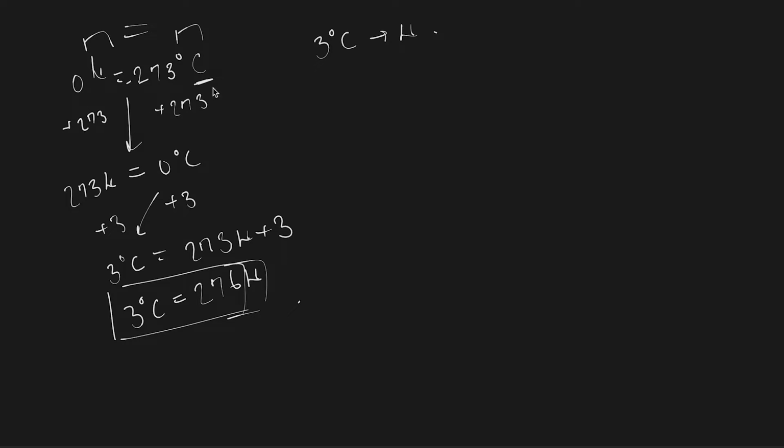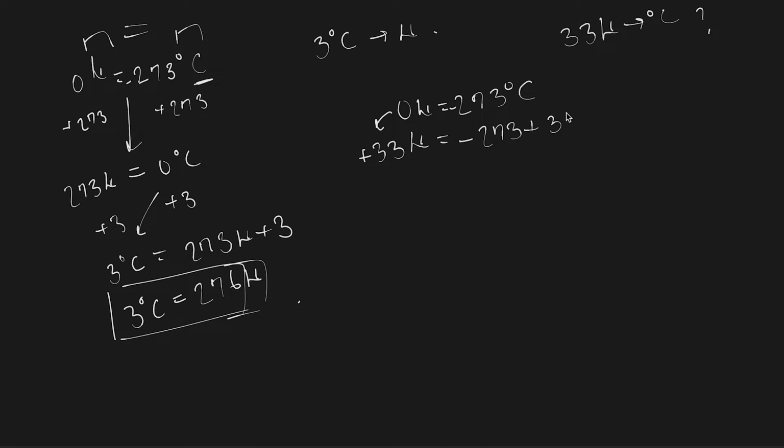Now we could also do this the other way around, which I think would actually be easier. 0 Kelvin is equal to negative 273 degrees Celsius. If we want to convert, say, 33 Kelvin into degrees Celsius, we just add 33 to the Kelvin side to make it 33, and we look at what it's equivalent to. So 33 Kelvin is equal to negative 273 plus 33 degrees Celsius, which gives negative 240 degrees Celsius. And again, that's our answer. It's just as simple as that.